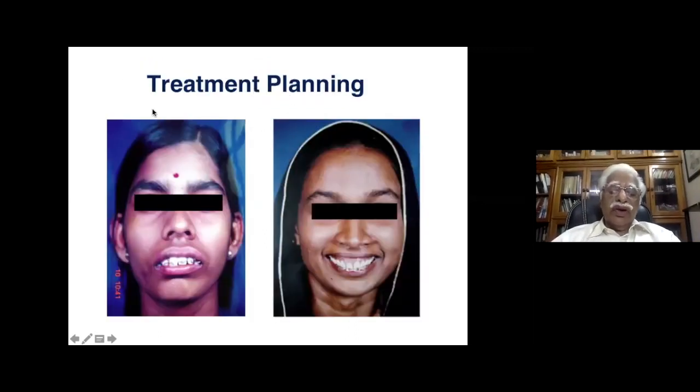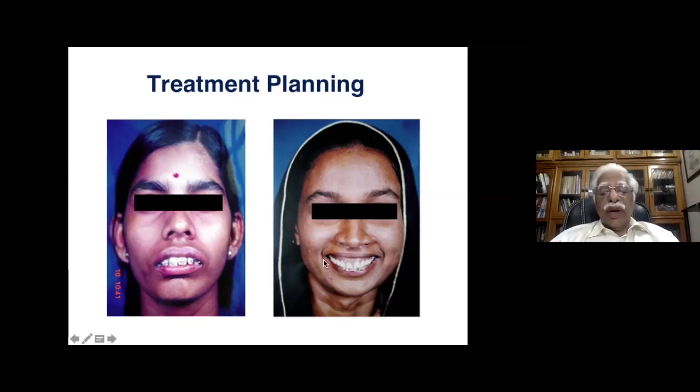Treatment planning, coming to it, I will show some of the cases. Look at these two young women. She has a lip incompetence, and in the rest position, all her teeth are visible. See that her lip is not very short. So visibility of the teeth with a normal lip means there is a vertical excess of the maxilla. That is the reason why she was not able to close her lips.